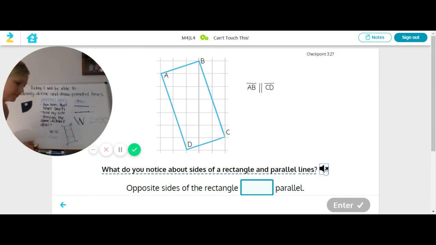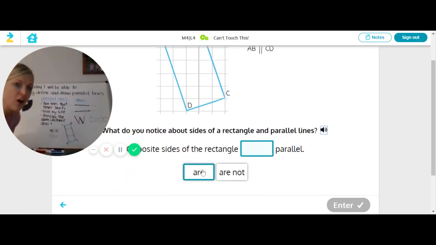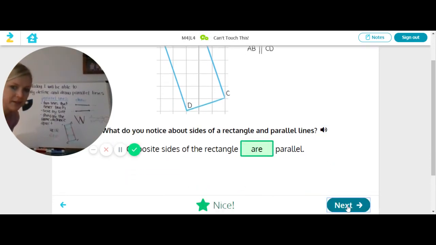What do you notice about sides of a rectangle and parallel lines? I noticed that as we looked at our rectangle, we have two pairs of parallel lines. So let's fill in this statement. Opposite sides of the rectangle are parallel. Nice work.